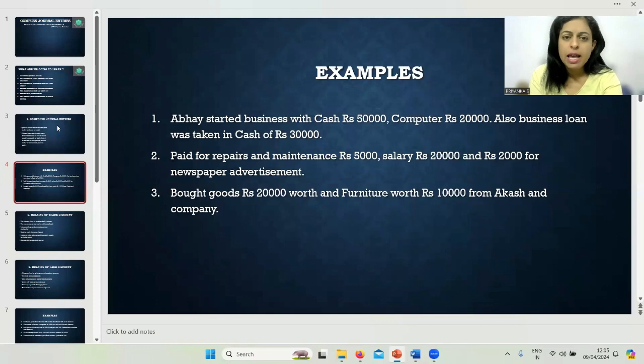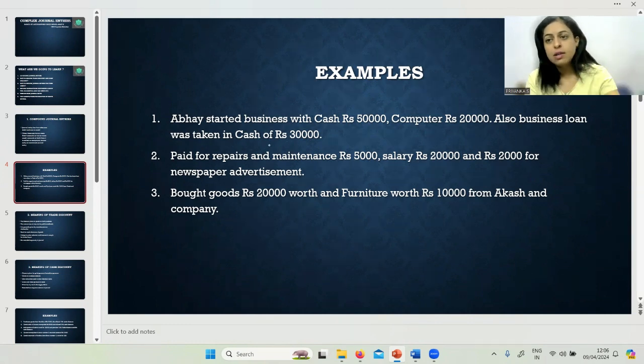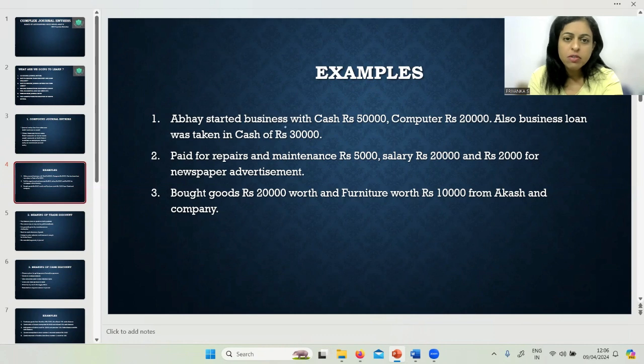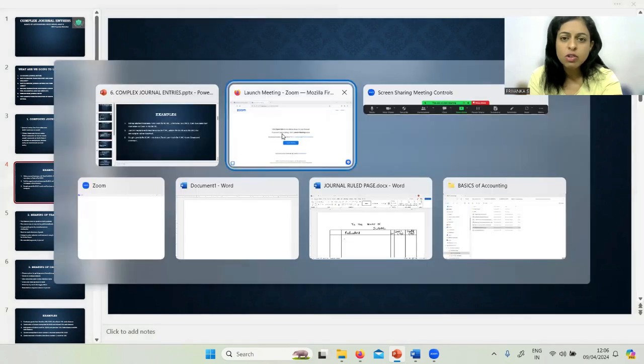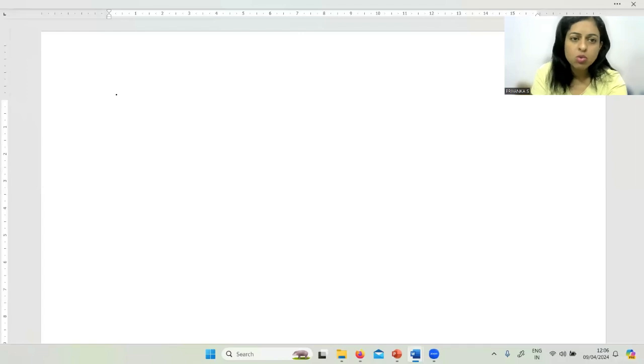Okay, the first example that we have here is Abhay started business with cash 50,000, computer 20,000, and also business has taken a loan in cash of rupees 30,000. So all these are the different parts of this transaction. Now let us see how to record it. Now first thing, we have to identify the accounts. So one by one, let us write down the accounts in this. Abhay has started business, so it will be Abhay's capital account. First account that we have is Abhay's capital account.